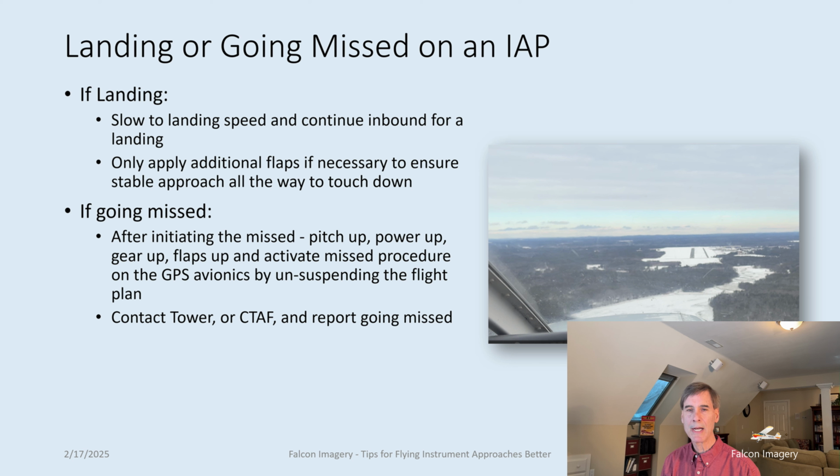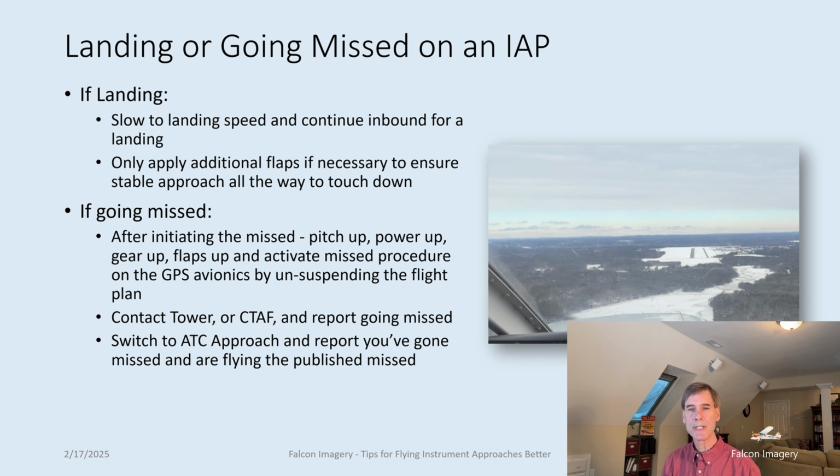And then as you climb out and start on that published missed, contact the tower, or CTAF if there's not a tower airport, and report that you're going missed. Then switch to ATC approach and report you've gone missed and are flying the published missed. And then at that point, you'll just wait for further instructions from ATC. So those are my tips on flying instrument approach procedures.